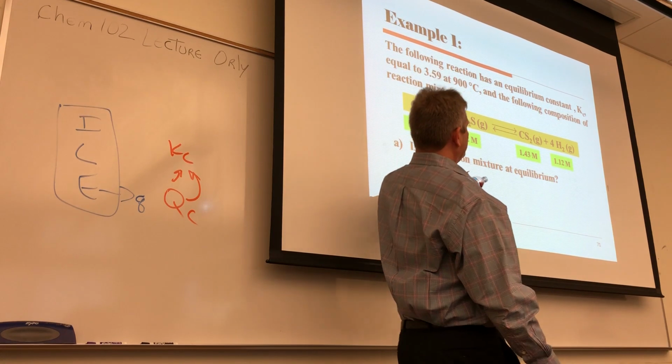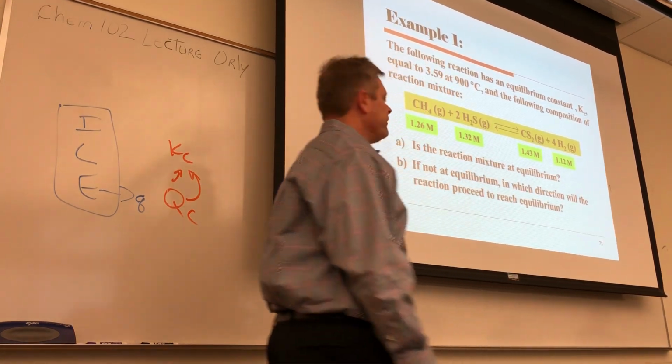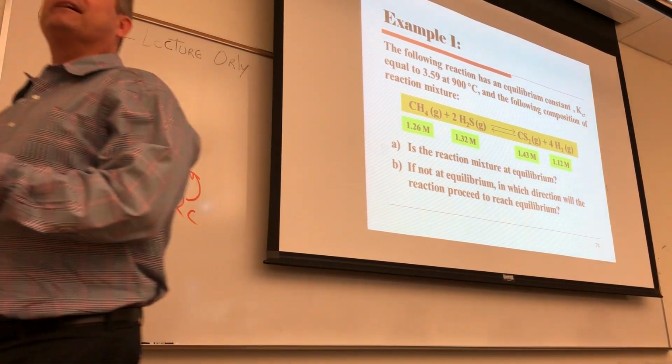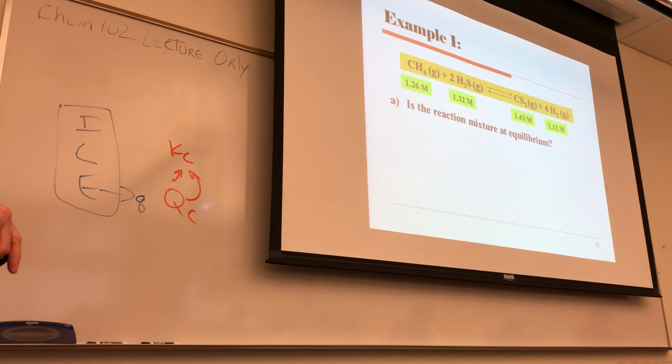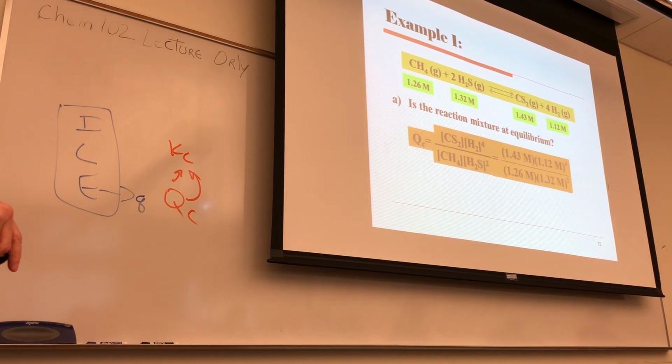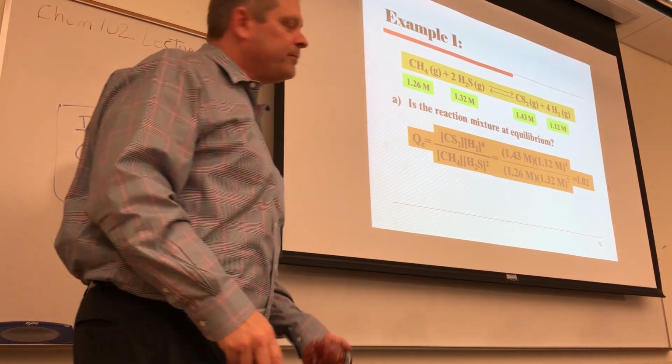So is the reaction mixture at equilibrium? That's the first question. We can figure that out real quickly. And if it's not, which direction will the reaction proceed? Usually that implies that it's not at equilibrium. So let's go ahead and look real quick. What is our Qc equal to? And we get 1.02. Okay.